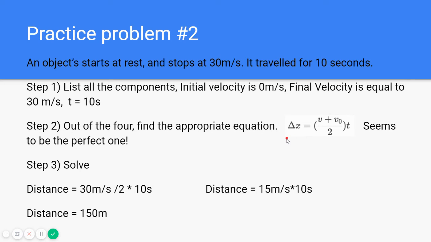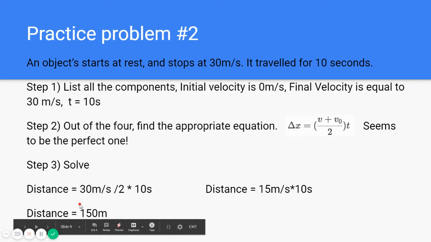Out of the 4, find the appropriate equation, and this is the perfect one that you would use. We have distance, which we have to find. We have the final velocity, we have the initial velocity, and we have time. Now solve. So distance is equal to 30 meters per second divided by 2 into 10, which is 15 meters per second into 10 seconds, which gives us a grand total of 150 meters.